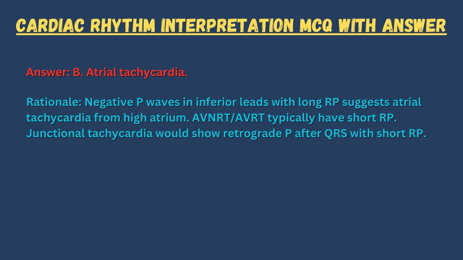Answer. B. Atrial tachycardia. Rationale. Negative P waves in inferior leads with long RP suggests atrial tachycardia from high atrium. AVNRT/AVRT typically have short RP. Junctional tachycardia would show retrograde P after QRS with short RP.